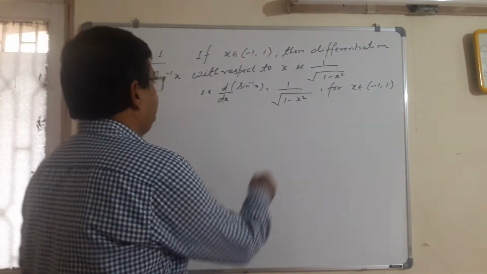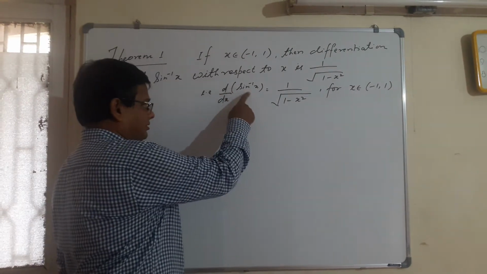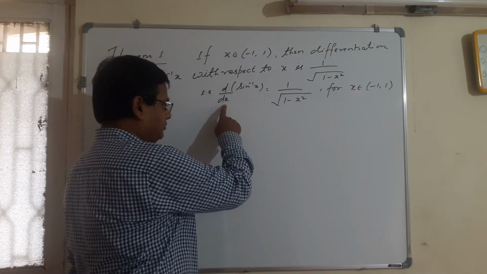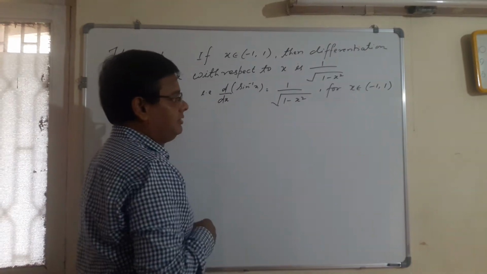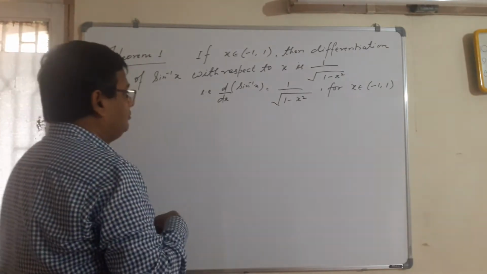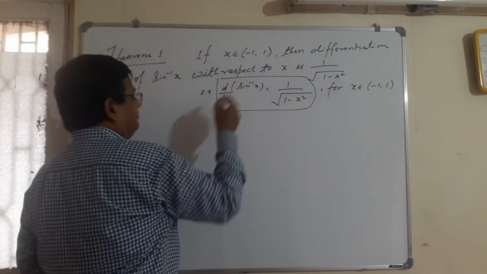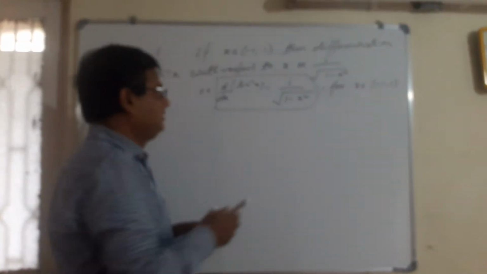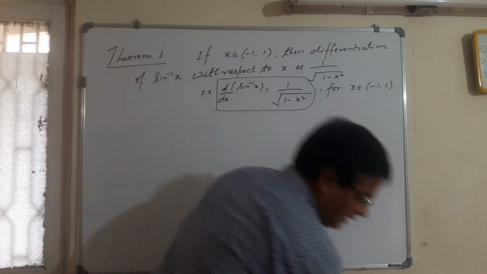See the differentiation of sine inverse x. Differentiation of sine inverse x with respect to x is equal to 1 by square root 1 minus x square. So you have to keep in mind only the differentiation. You have to keep in mind this one. Differentiation of sine inverse x is equal to 1 over square root 1 minus x square.